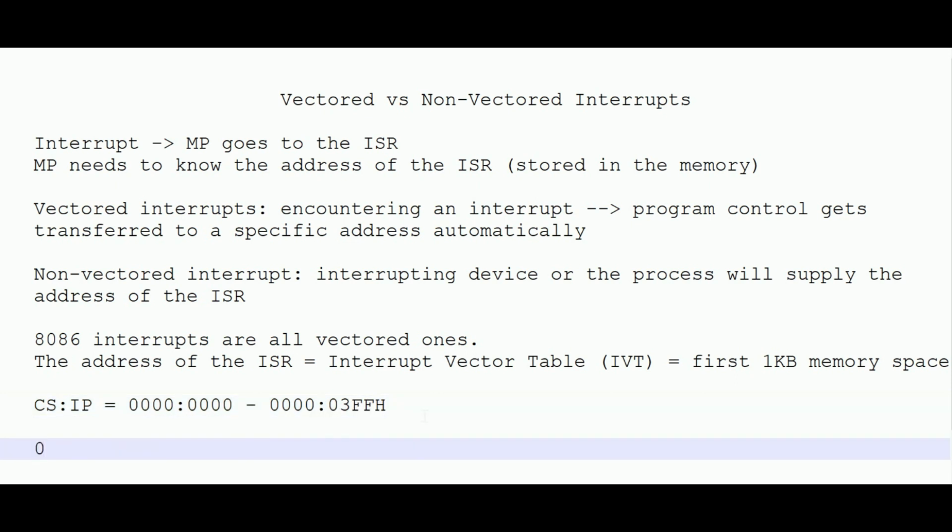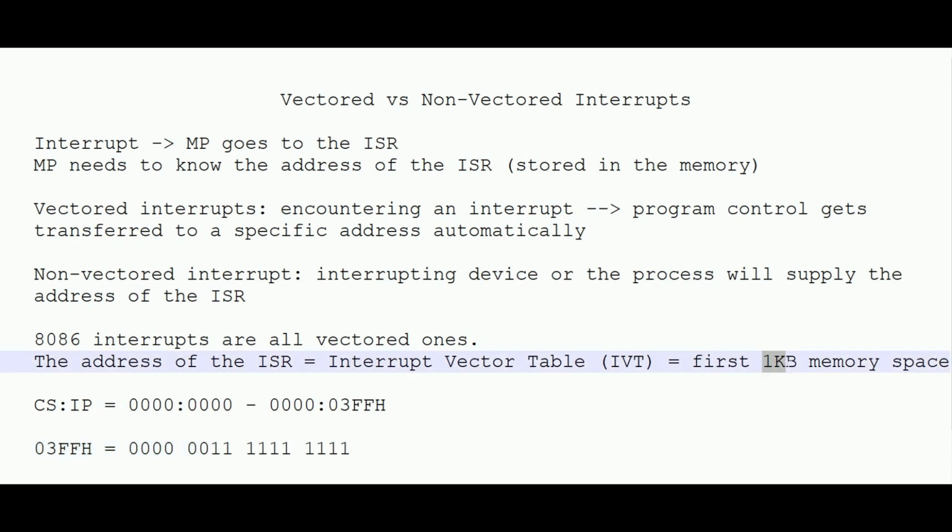So if I convert 03FFH in binary, I will get 4 zeros, 0011, 1111, and 1111. So here I am using 10 bits. Now if I am using 10 bits, I will be getting 1K of space, and that is how your address is getting generated.